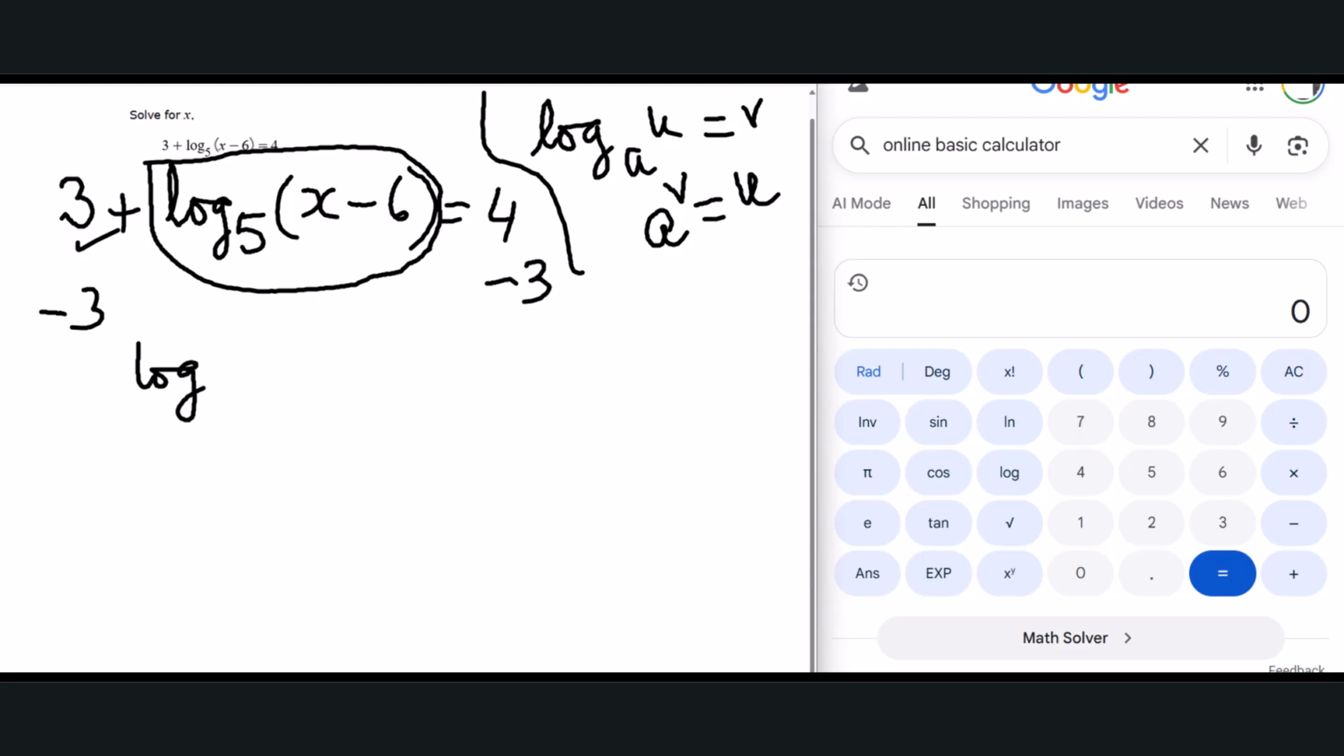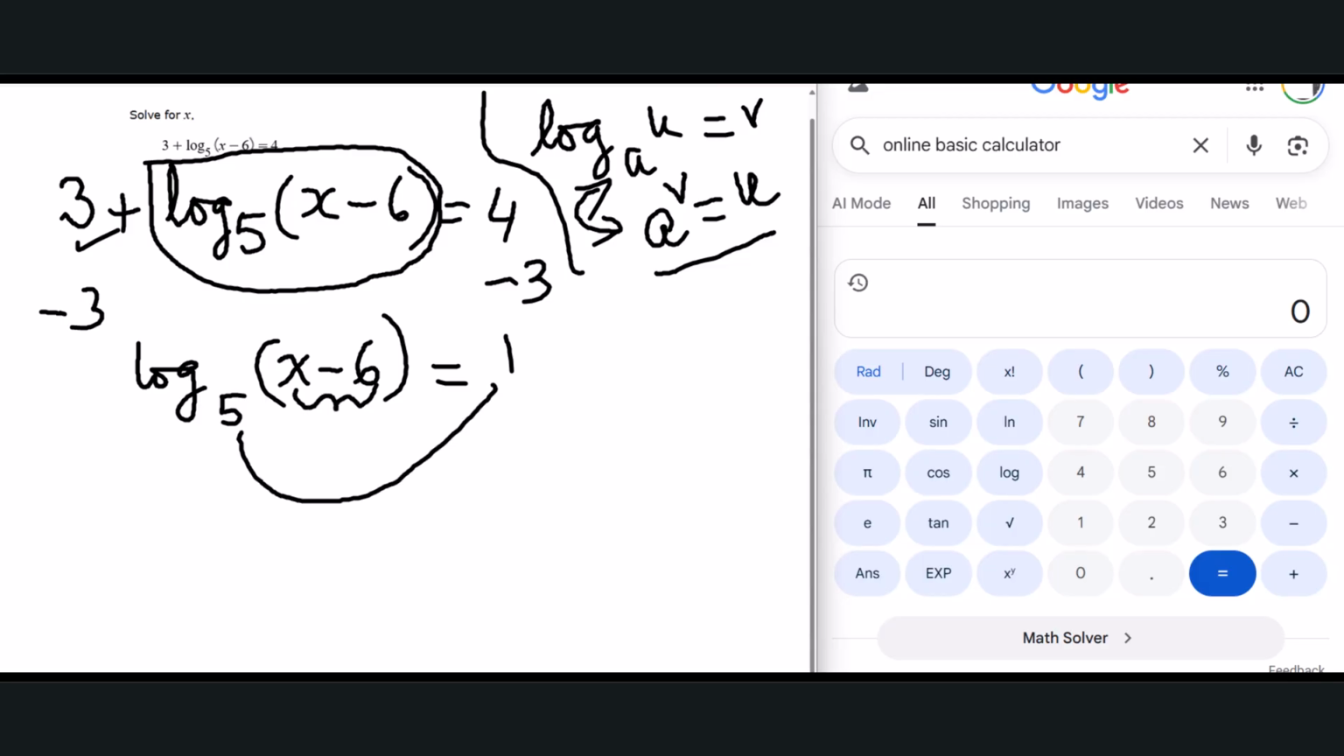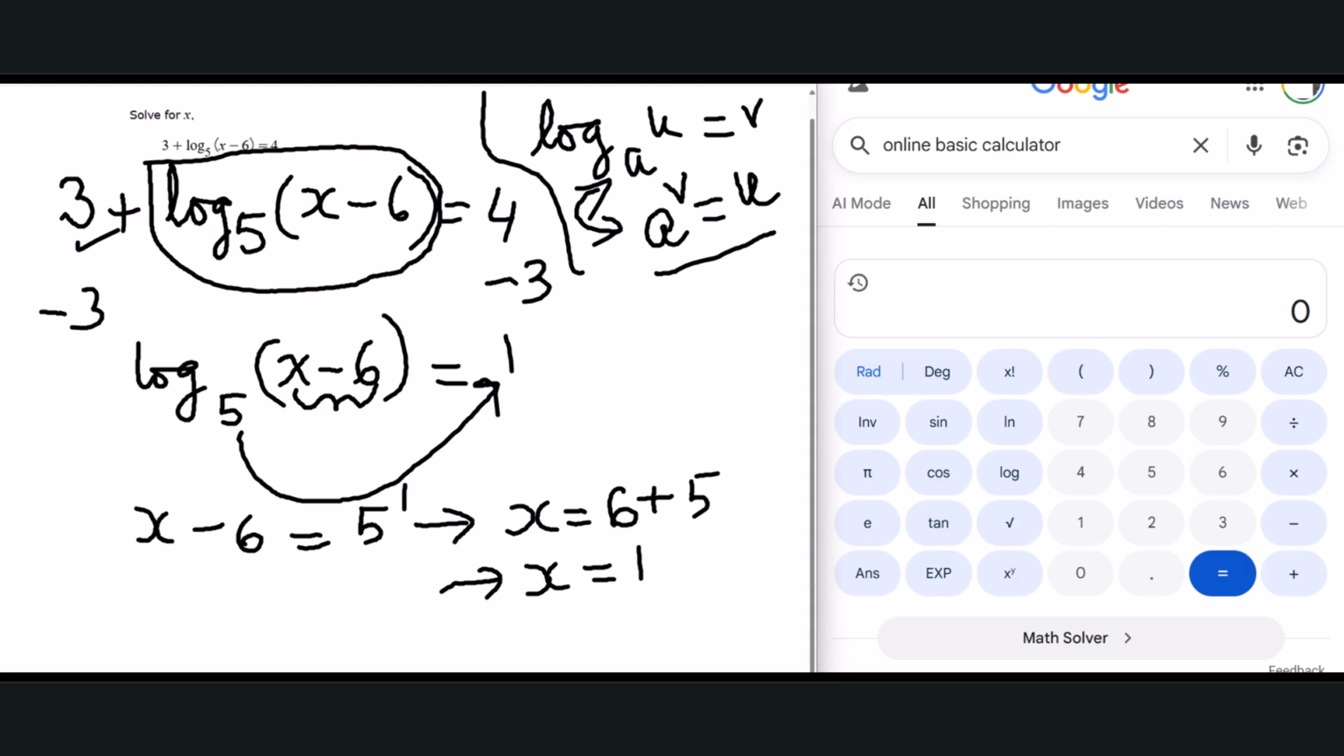So what remains on the left hand side is log of x minus 6 with base 5, and the right hand side is 1. And now let's use this inverse property, that x minus 6 will be just 5 to this power. So we will have x minus 6 equals 5 to the power 1, which means x equals 6 plus 5, or in other words, x equals 11.